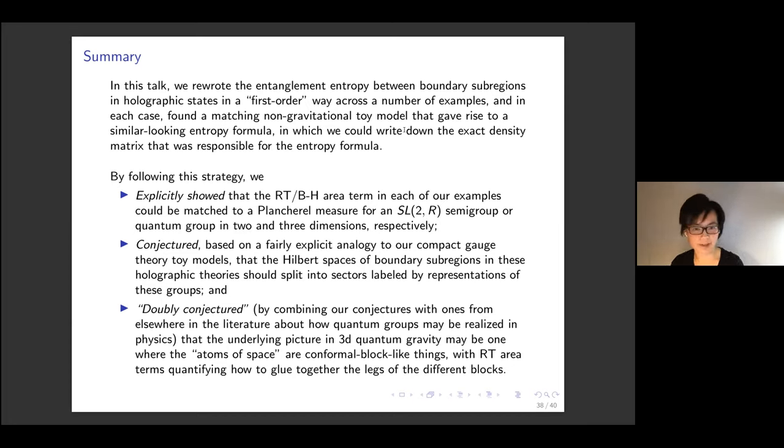And we more speculatively conjectured, by combining our conjectures with ones from elsewhere about how quantum groups may be realized in physics, that the underlying picture in a three-dimensional quantum gravity may be one where the atoms of space are conformal block-like things, with RT area terms quantifying how to glue together the legs of the different blocks.